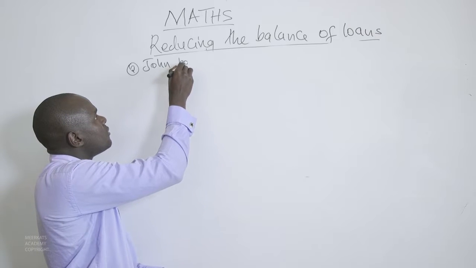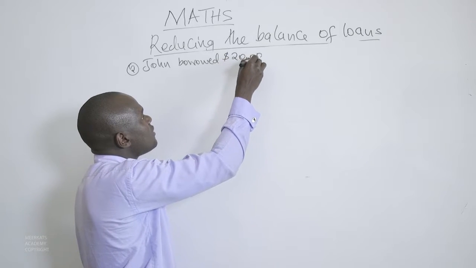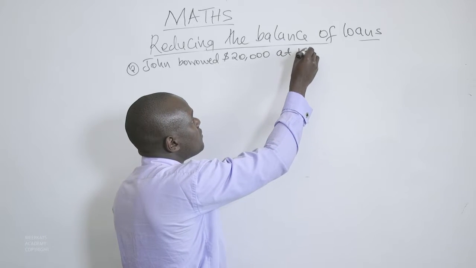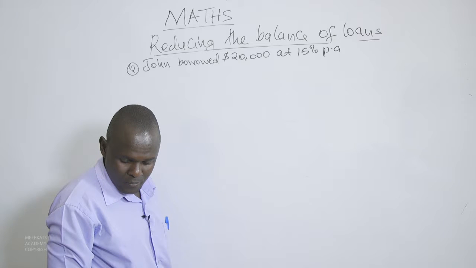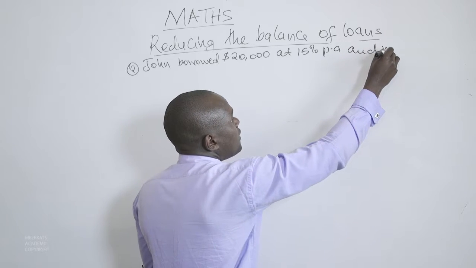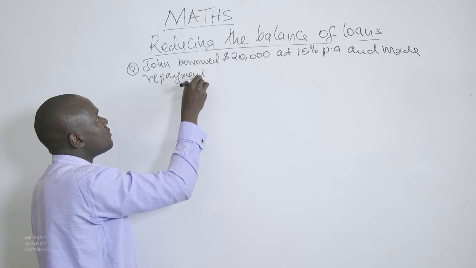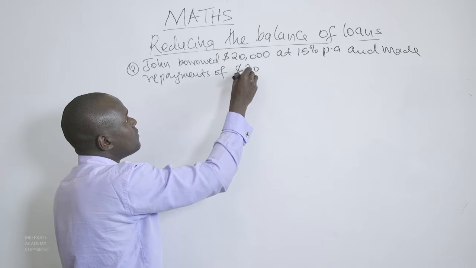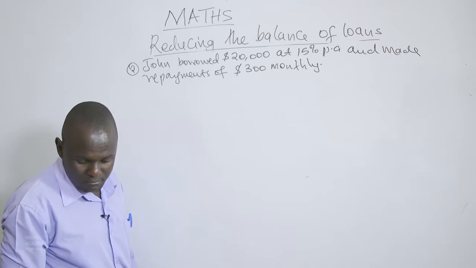We are told John borrowed $20,000 at 15% per annum, and made repayments of $300 monthly.